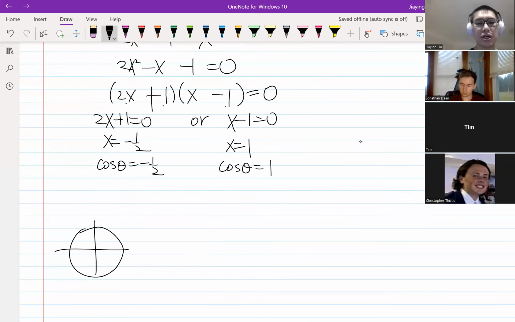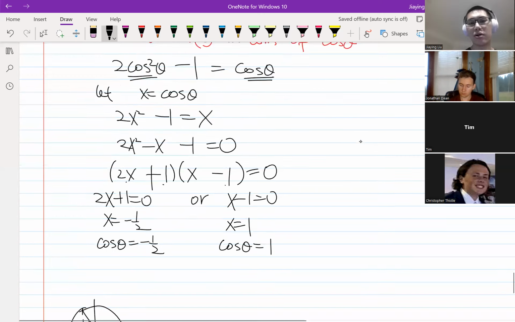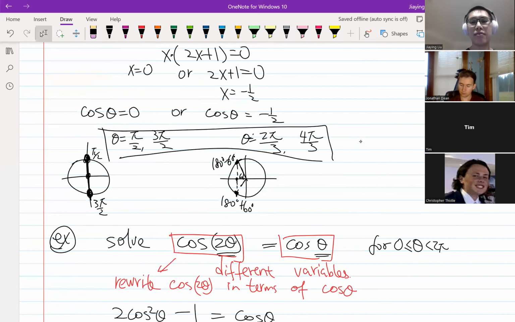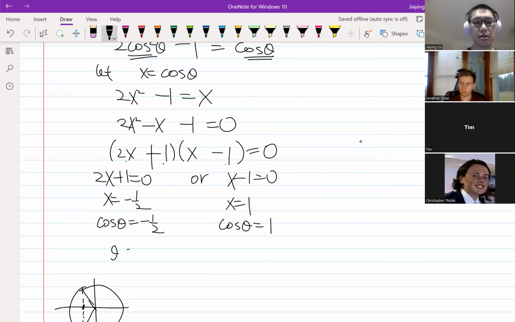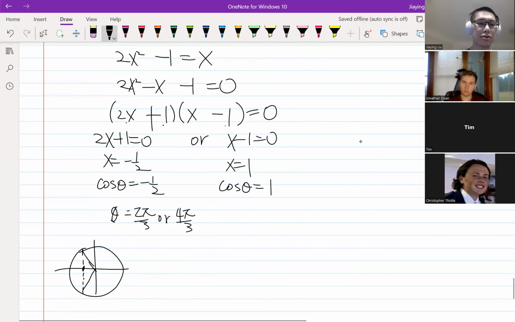So let me again draw the unit circle. Cosine is the x coordinate, and the x value is -1/2. That's going to give me these two angles. We already had them a few seconds ago. So theta here is going to be 2 pi over 3 or 4 pi over 3. Those are the two angles.